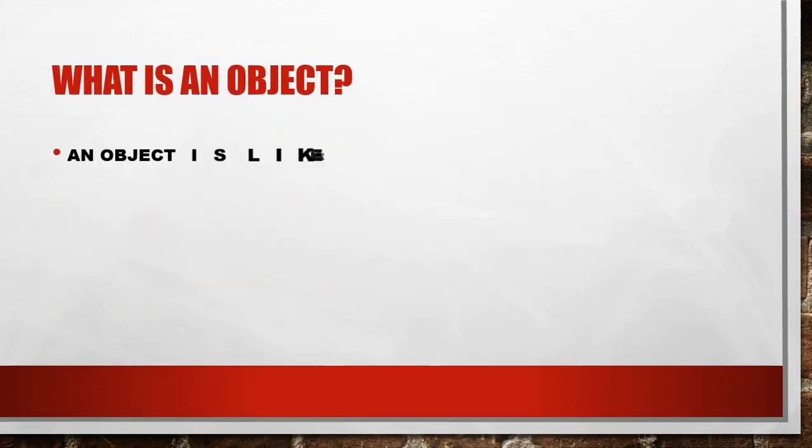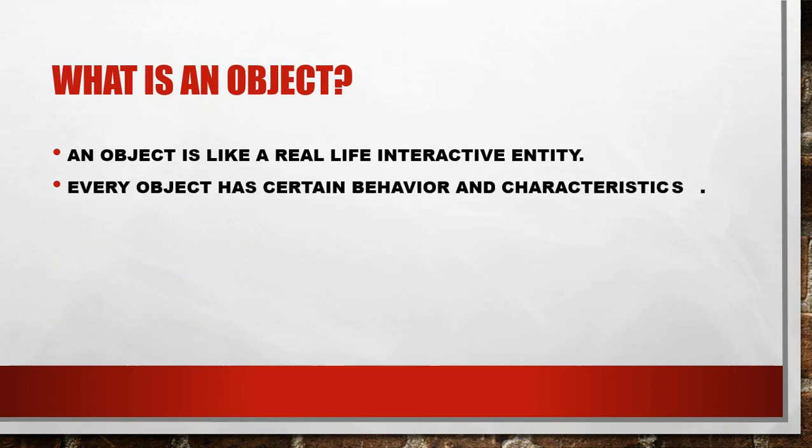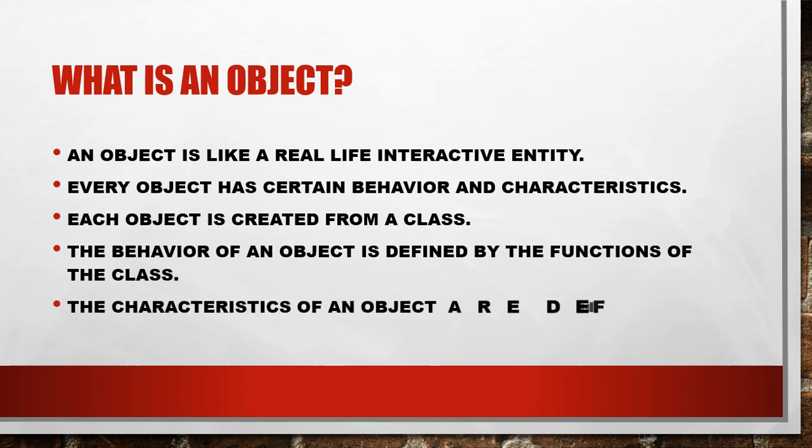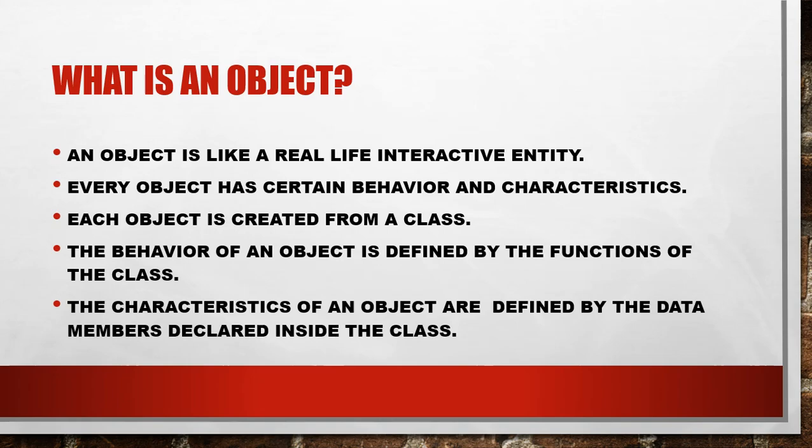Now the question is, what is an object? An object is like a real-life interactive entity. Every object has certain behavior and characteristics. Each object is created from a class. The behavior of an object is defined by the functions of the class. The characteristics of an object are defined by the data members declared inside the class.